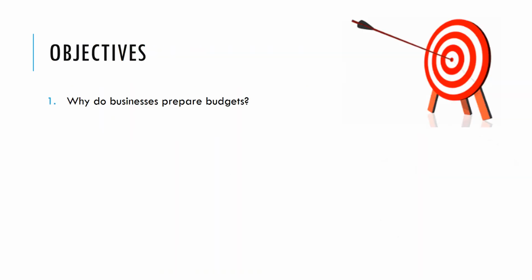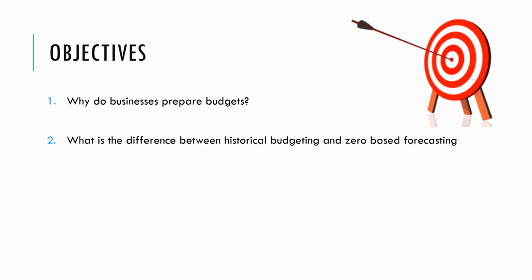So, in this video, we have looked at why businesses prepare budgets. We've looked at the difference between historical and zero-based forecasting. And lastly, we've looked at what a business might do to improve their performance. They might use variance analysis and then use that analysis to inform future decision making.